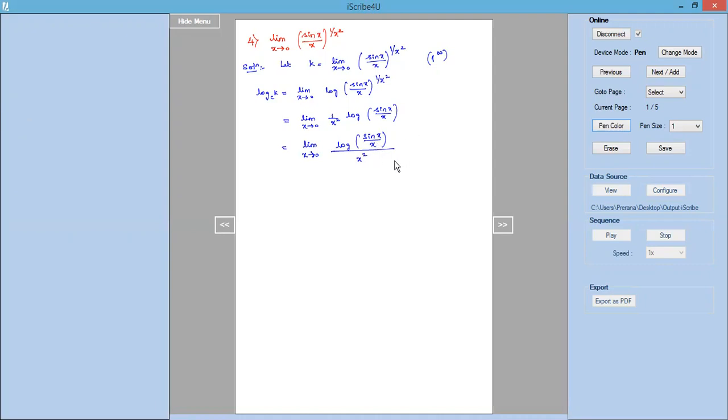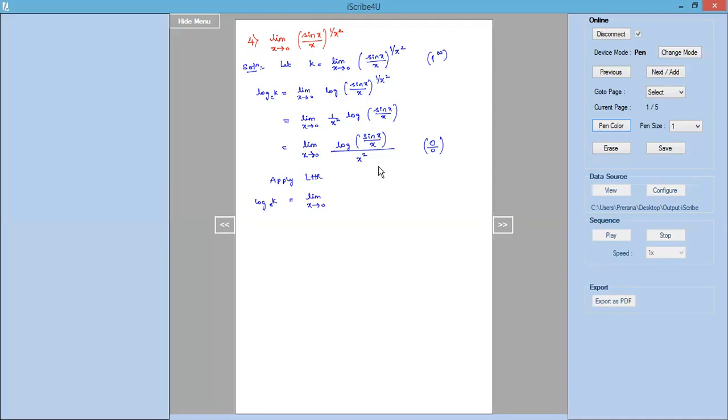Once we have put it into the fractional form, we should be getting either 0 by 0 or infinity by infinity to apply L'Hopital rule. So the limit as x tends to 0 of sin x by x is 1, and log 1 is 0. So we have it in the form 0 by 0, so that we can apply L'Hopital rule. So we have log k to the base e equal to the limit as x tends to 0.